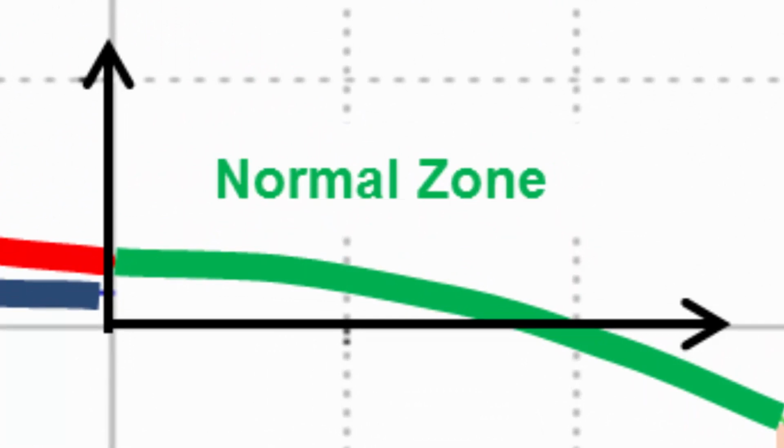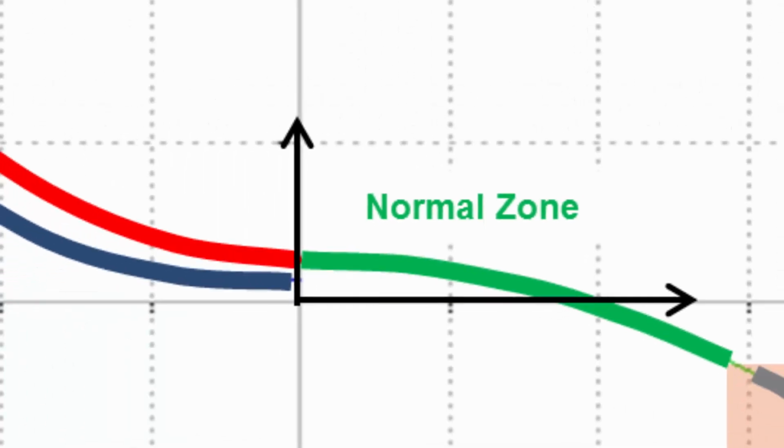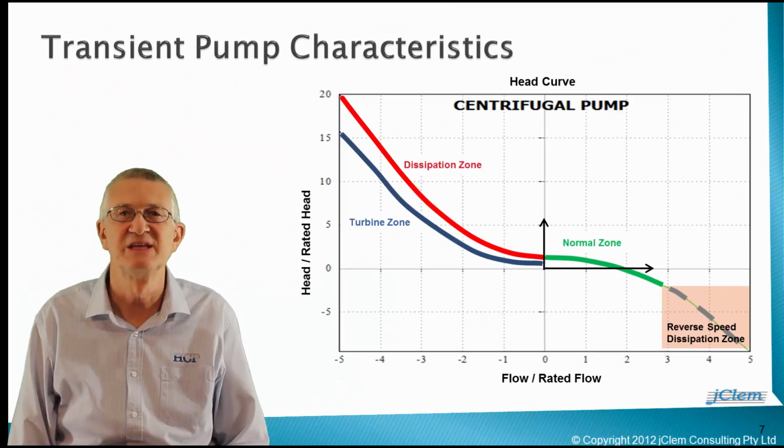Civil engineers and hydraulic engineers mostly focus on pump operation in this one zone, the normal zone. The red line represents the dissipation zone. The blue line represents the turbine zone. Note that it requires more head to force reverse flow through a pump with the impeller rotating forward in the dissipation zone, compared to rotating the impeller backward, for example, with the motor off in the turbine zone.